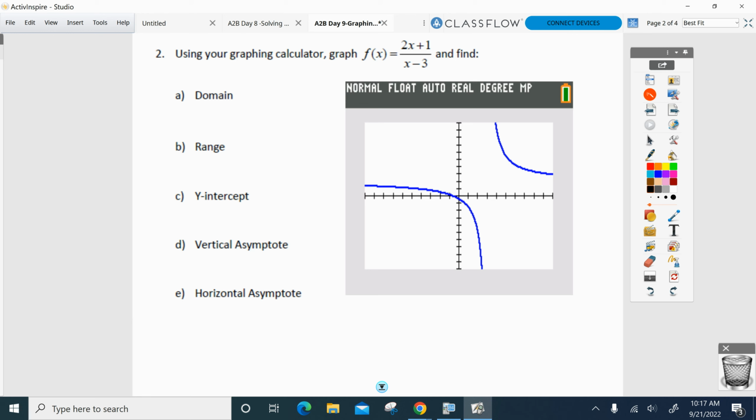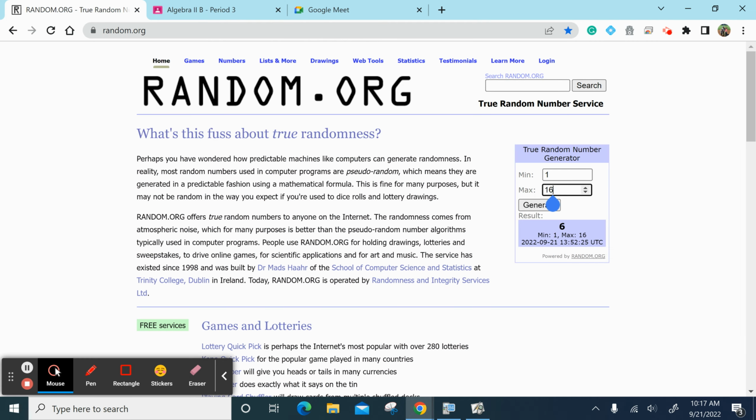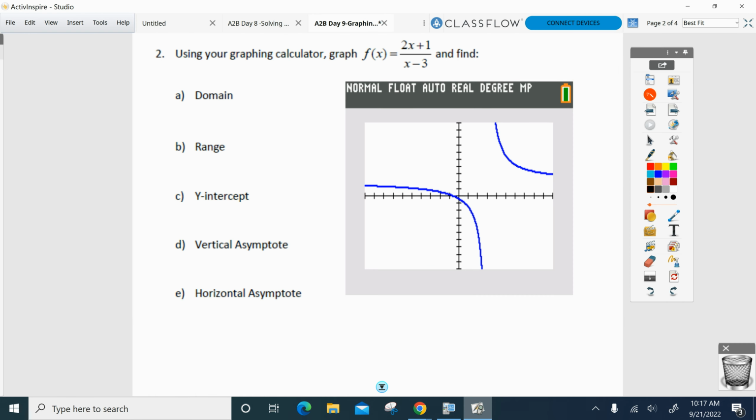Domain. Can you find an x value where there is no graph above or below it? Hopefully you can. What's our highest number in here? It was 17. Tim, what did I give you? 17? Okay, you're the new 17. All right. Where doesn't it exist? 3. 1, 2, 3. Good job. So x such that x cannot equal 3, and I want it written correctly.